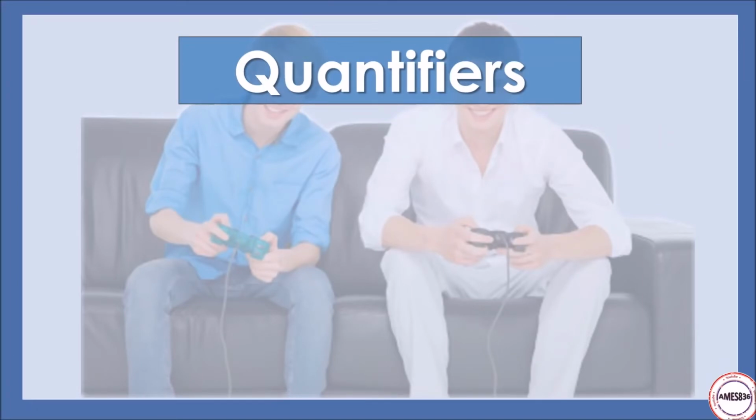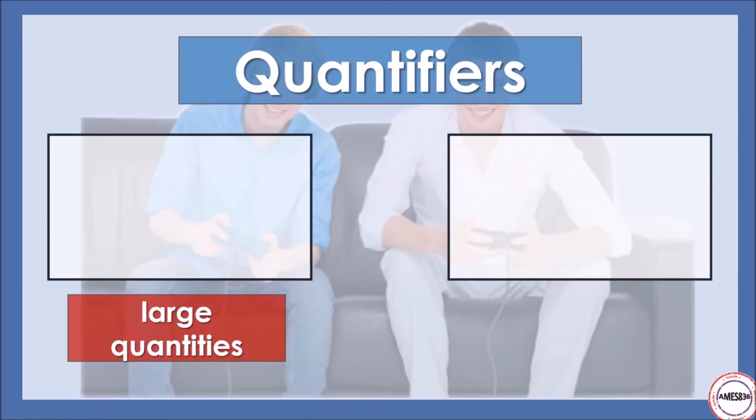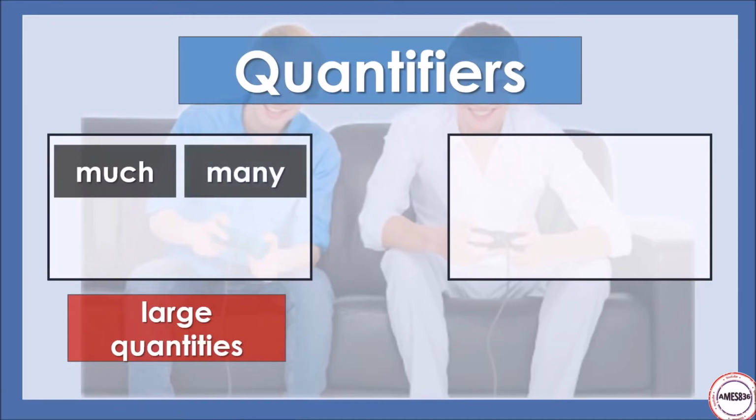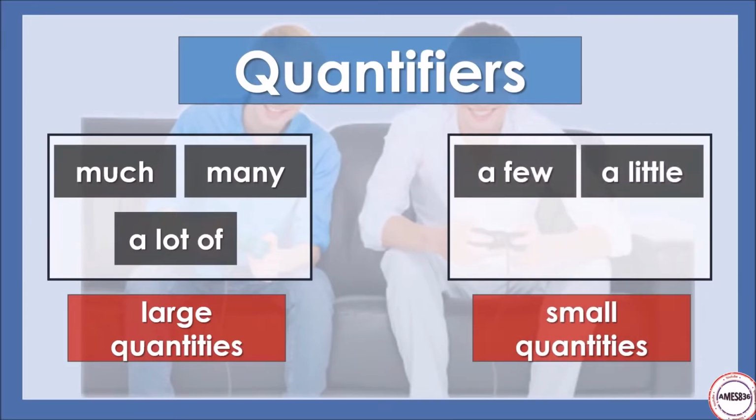First, let's organize these quantifiers into 2 groups. Those that express large quantities: much, many, and a lot of, and those that express small quantities: a few, a little. Let's look at the ones that express large quantities first.